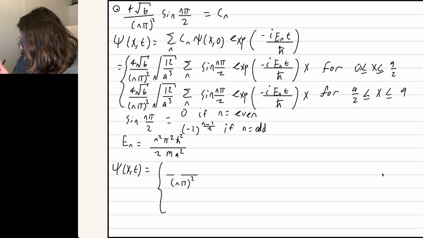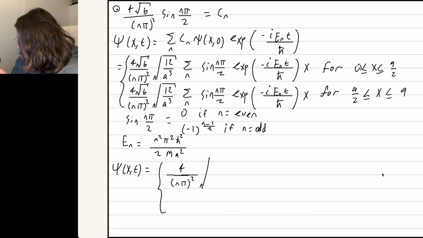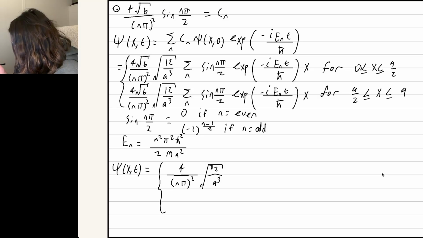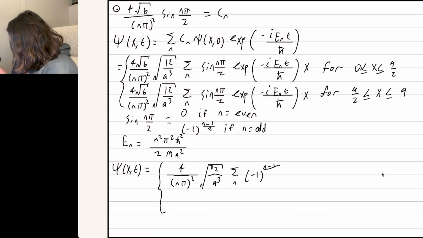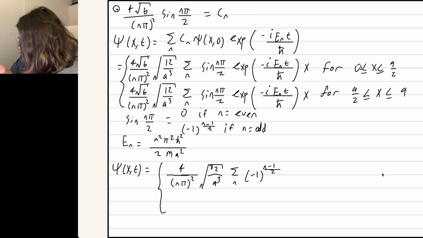So I'm going to write it like this. 4 over root 72 over a cubed. Right. Sum over n sine, well, we're doing the substitution for sine, so it's minus 1 to the n minus 1 over 2. I don't know why the n pi squared isn't in the sum. It should really be in there.